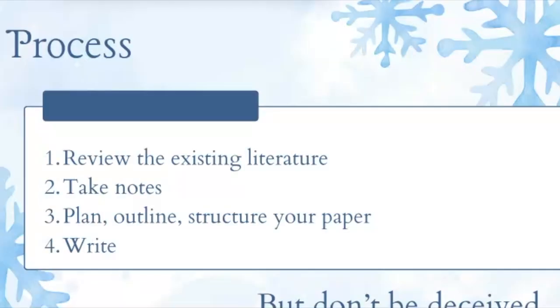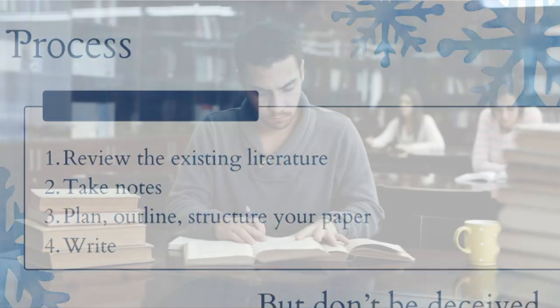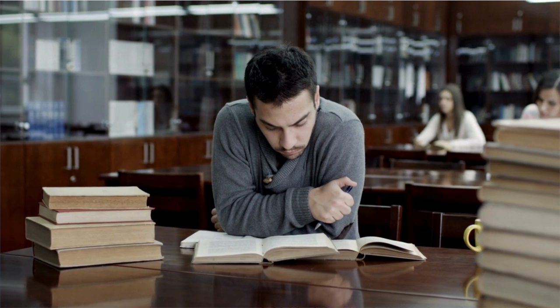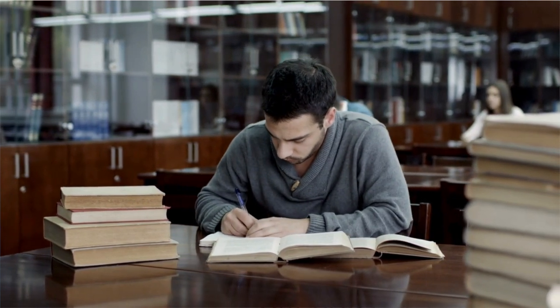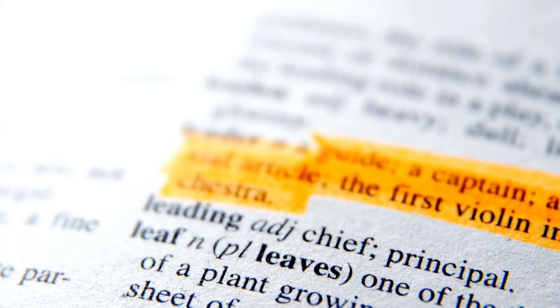The process of writing a literature review includes reviewing the existing literature, taking notes, planning, outlining, structuring your paper, and writing. So of course, we're going to review those peer-reviewed articles that we got. Then we're going to take notes. So I believe the Booth chapter will also address different systems of highlighting and note-taking and annotating and things like that.